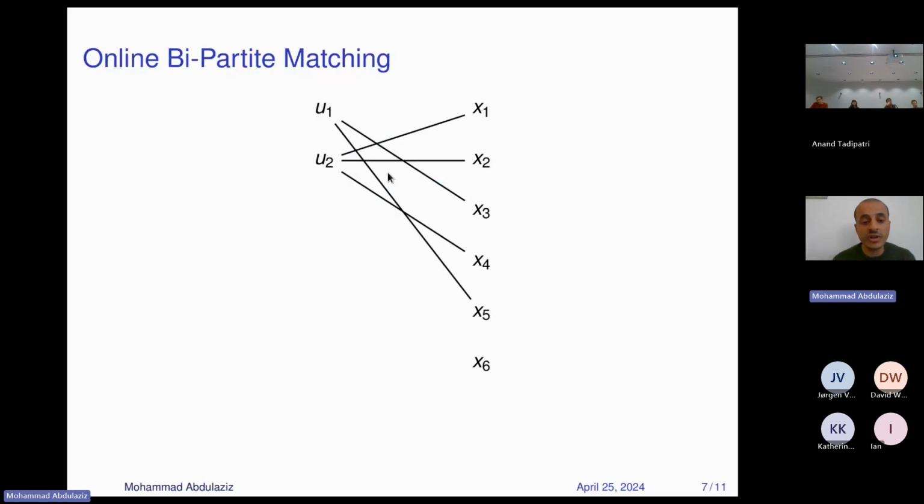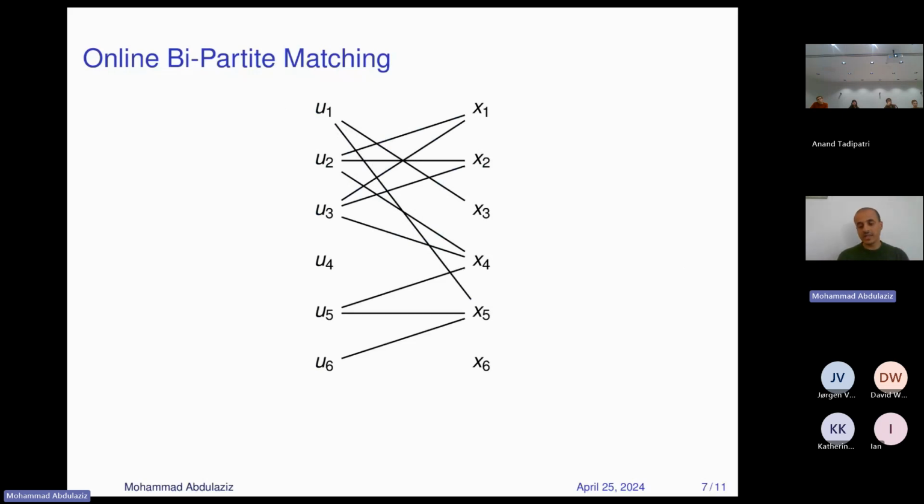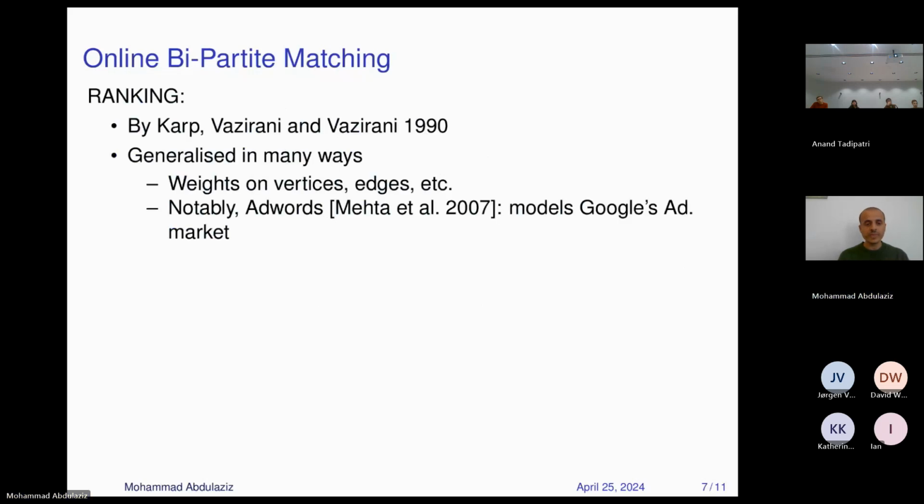Once the new vertex arrives, you can no longer do anything about the matching. If you included this edge, for instance, then you cannot remove it. And if you didn't include any of the edges, then you cannot add any of them. So the vertices arrive online like that with their edges, and you have to decide as every vertex arrives.